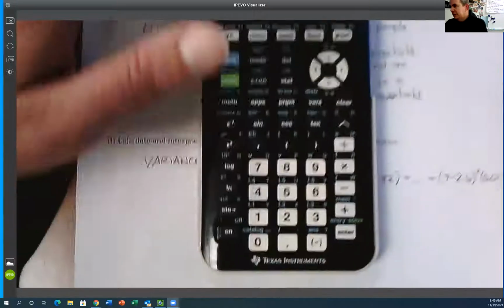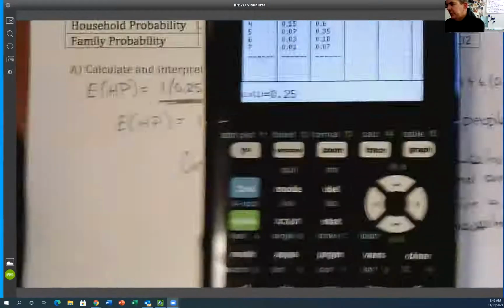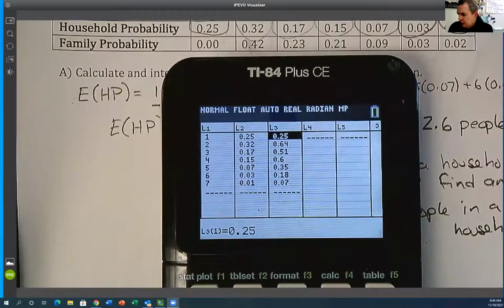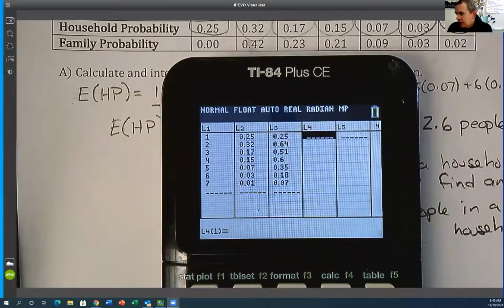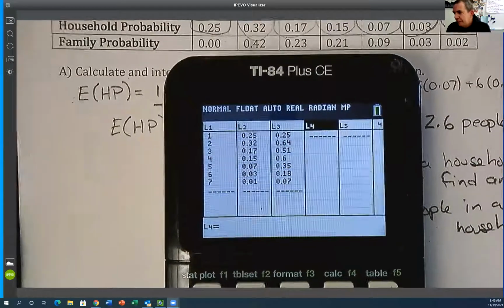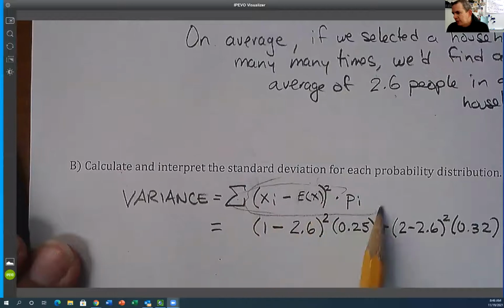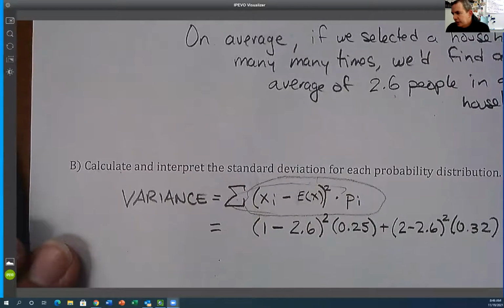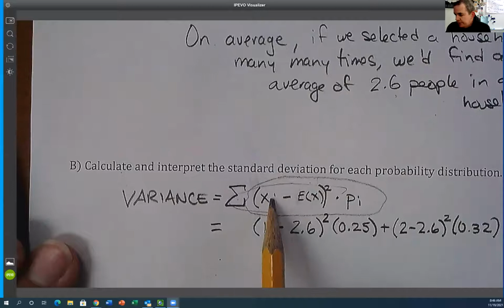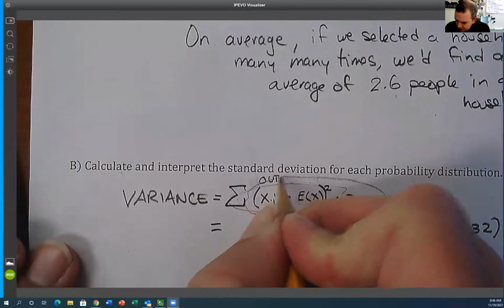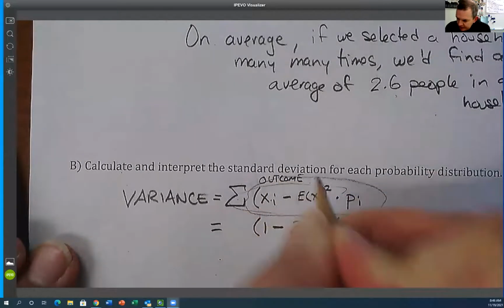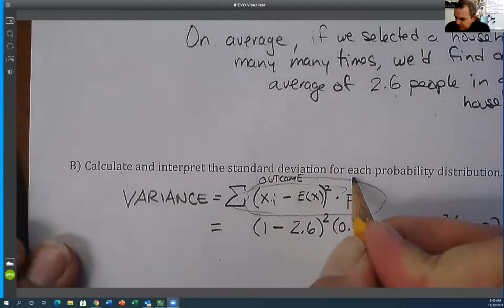So here is the deal. Let me bring this down so that you can see L4 a little clearer. We're going to arrow over to the L4 column and go up to the header row. Basically, we're going to put this formula right here without the summation. So xi is your outcome, this is your expected value, and this is my probability.